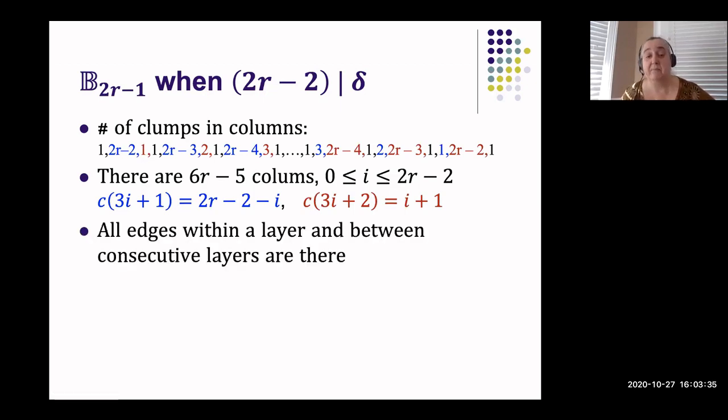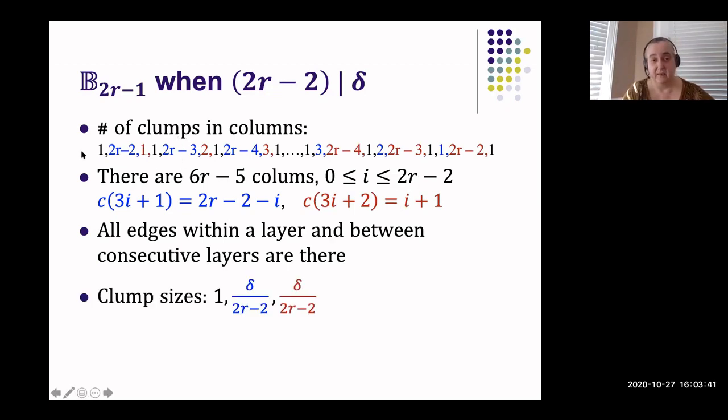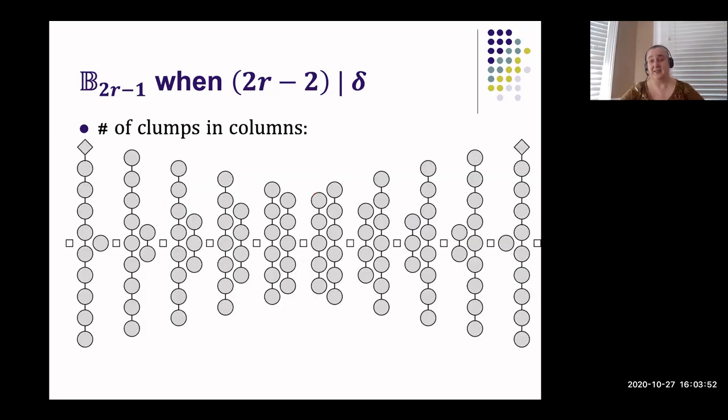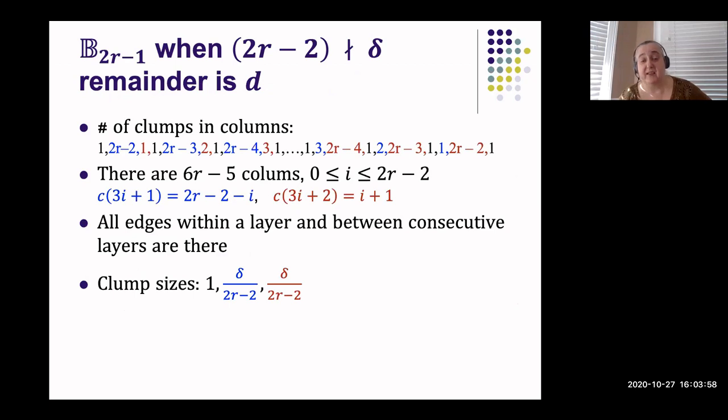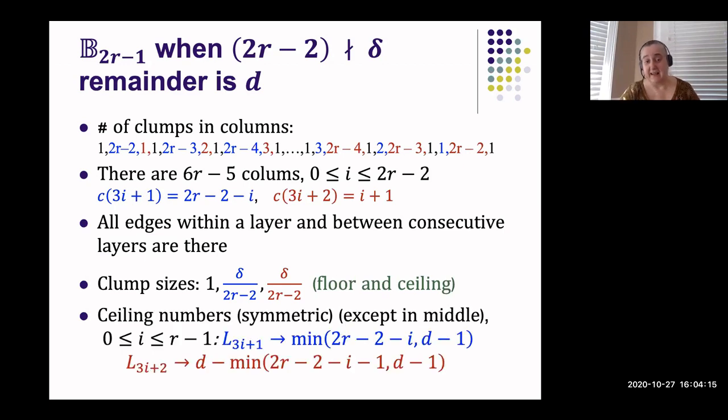All edges within a layer and between consecutive layers are there. The clump sizes are 1 for the single vertex in every third column, and the other clumps have delta over 2r minus 2 vertices. That's why I need the divisibility condition, and everything works out. This is a schematic view of what we have. What happens when there is no divisibility? Pretty much the same thing is going on, except I need to put in floors and ceilings over delta over 2r minus 2 because that's not an integer. So if I tell you in every column how many ceilings there are, we know what's going on.